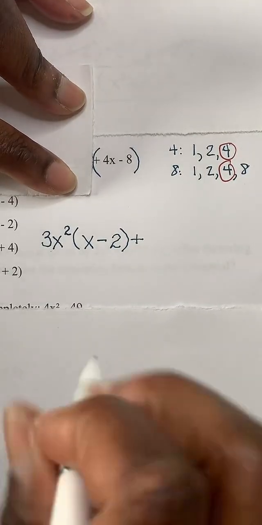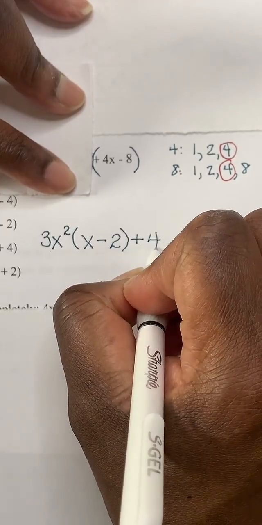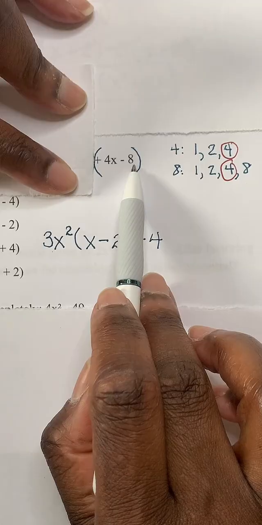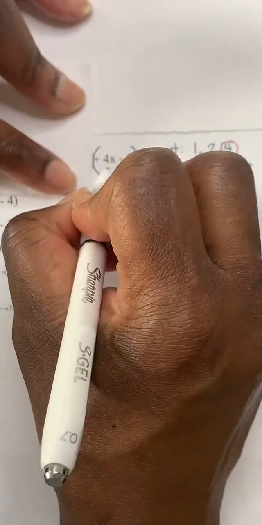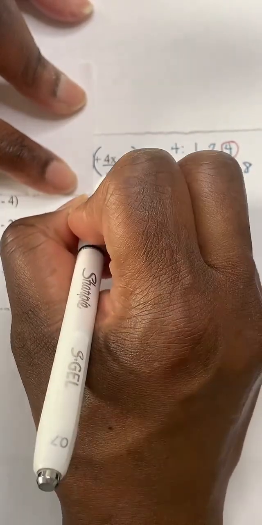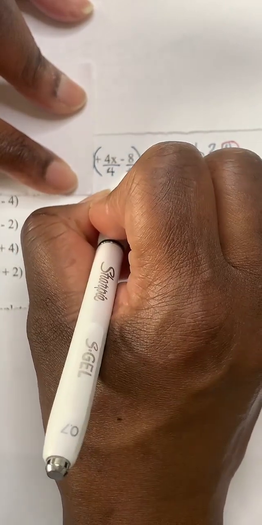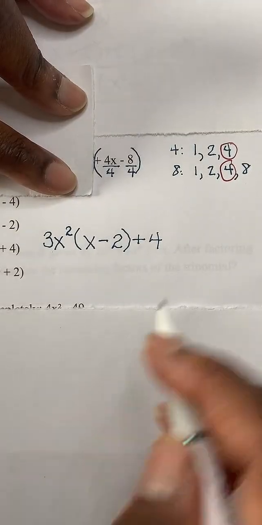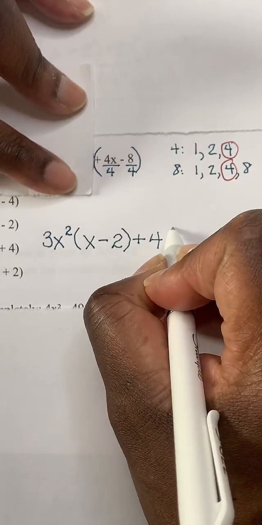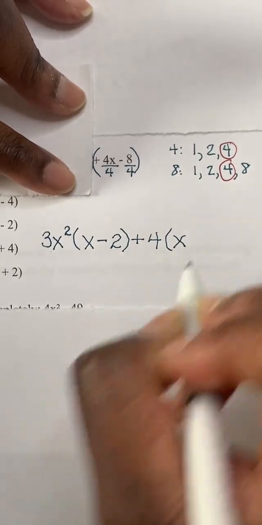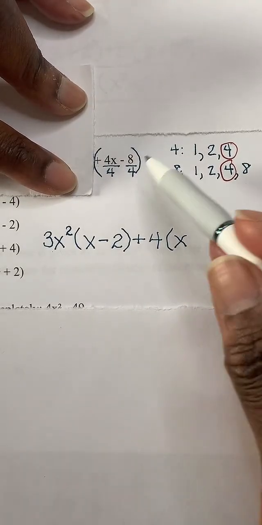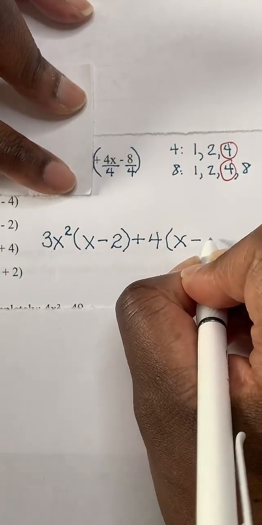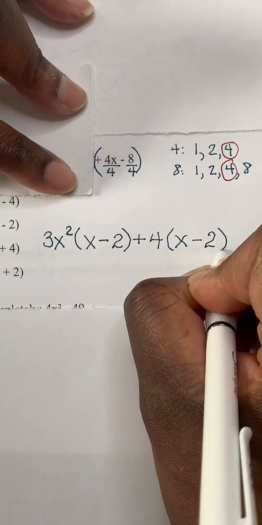So we're going to factor out that 4. And it's not 4x because that 8 doesn't have an x. So that means we're going to divide everything inside of this parenthesis by 4. So 4x divided by 4 gives me x. And negative 8 divided by a positive 4 gives me a negative 2.